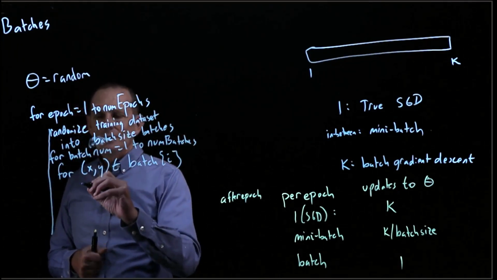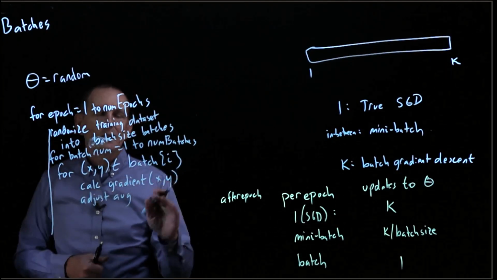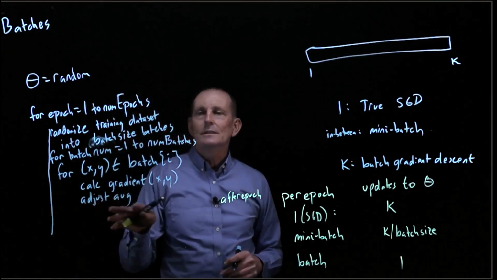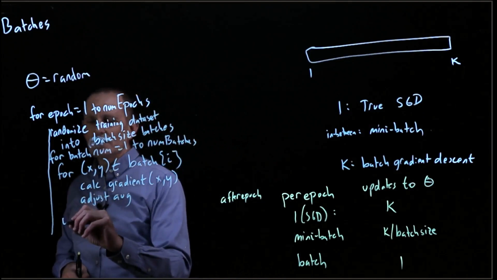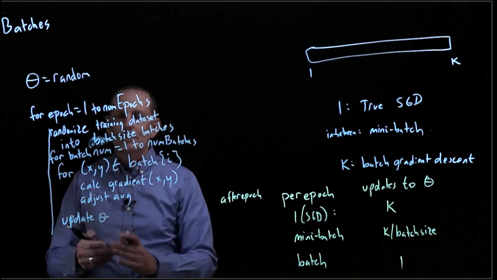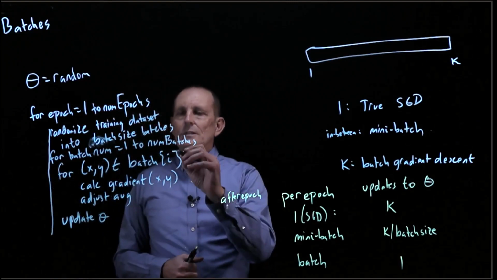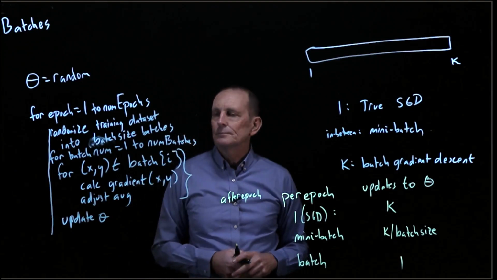And then we are going to calculate the gradient of x, y. And then we're going to accumulate these into an average. Once we have done this, we're going to update theta. So we're doing this within a batch number. So for every batch, we're going to update theta. And the question is, how long does this take?